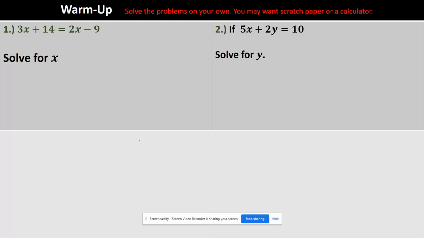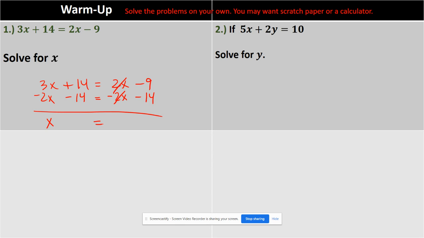So this warm-up, I was just trying to get you to use inverse operations to solve these equations and get used to inverse operations. So to move this 2x over to the other side, since it's positive, we have to subtract, which is the inverse operation. And then this cancels out. And then to move the 14 to the other side, we subtract. Okay, and then we simplify. 3x minus 2x is x. And negative plus a negative is a negative.